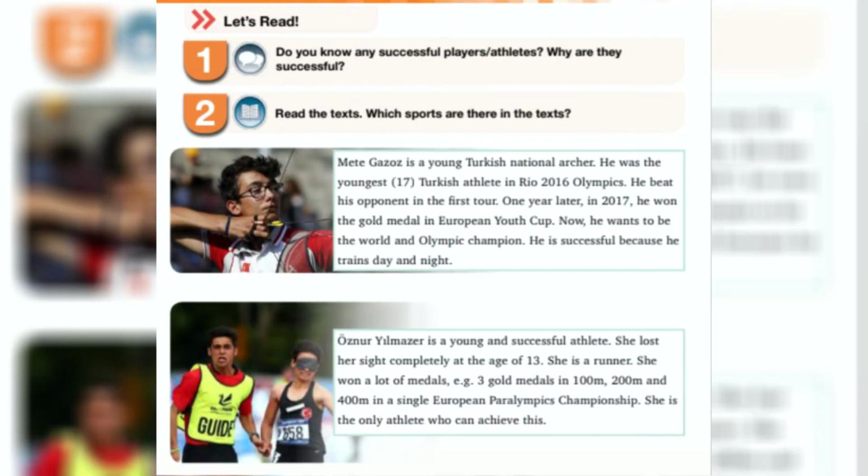Well, then we have another reading part. The warm-up activity is again too general and lacks the necessary guidance. Do you know any successful players or athletes? Why are they successful? Oh my God. You need to have warm-up activities for this warm-up activity, right?